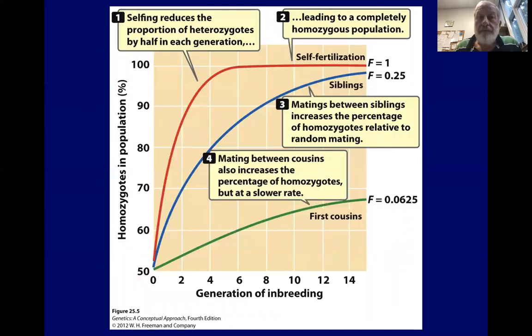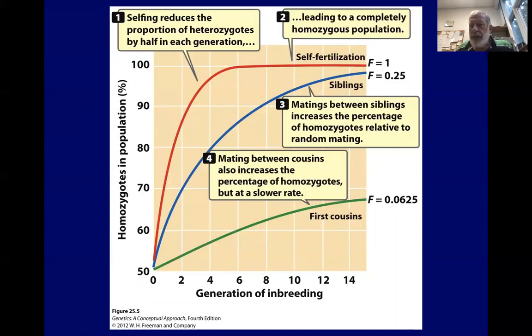Selfing reduces the proportion of heterozygotes by half in each generation, leading to a completely homozygous population. So after about 6 generations of full sibling matings, we have an F of 1 and no heterozygotes at all.